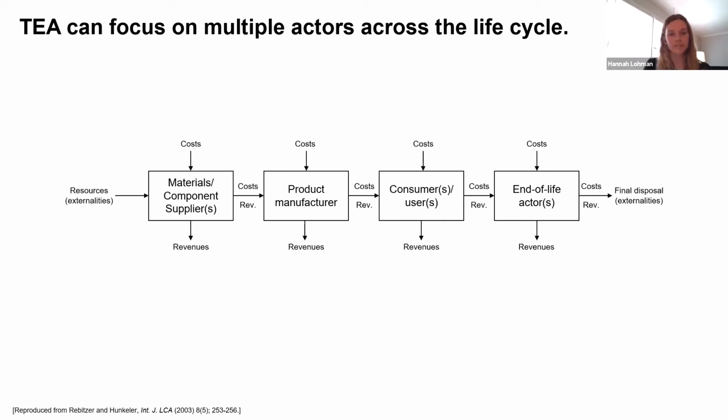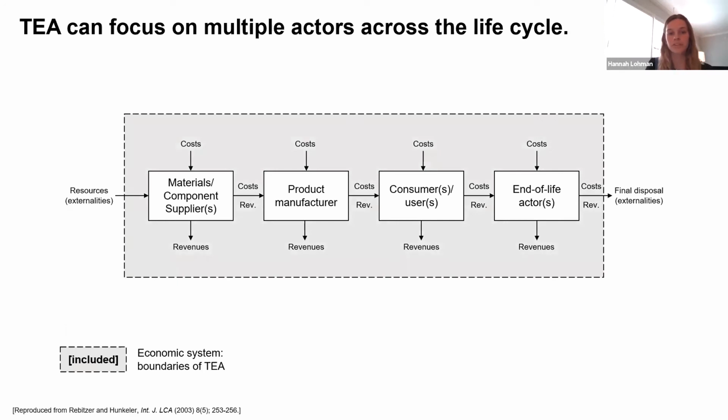And then during each phase, you can have costs and revenues occurring between the different phases. And so looking between the product manufacturer and the consumer, the manufacturer might receive a revenue from the consumers because the consumers are purchasing the product. And so this is typically what you can include in the economic system boundary.